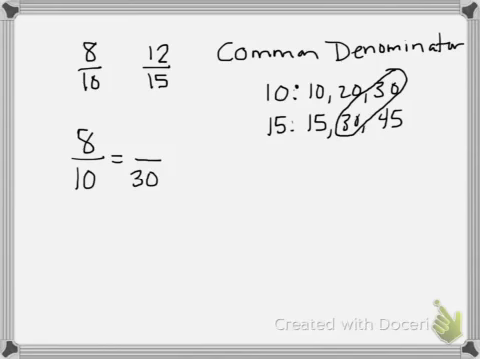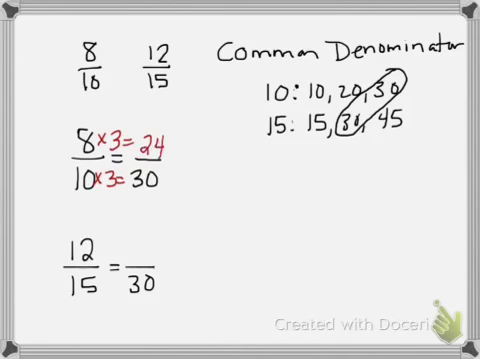So let's think for just a second. Let me write this down. 12/15. Okay, what am I going to have to multiply 10 by to get to 30? Well, that's kind of an easy one. We know that we need to multiply 10 by 3 to get 30. So because I can't change the value of my fraction, I have to multiply the numerator by the same number. And 8 times 3 is 24.